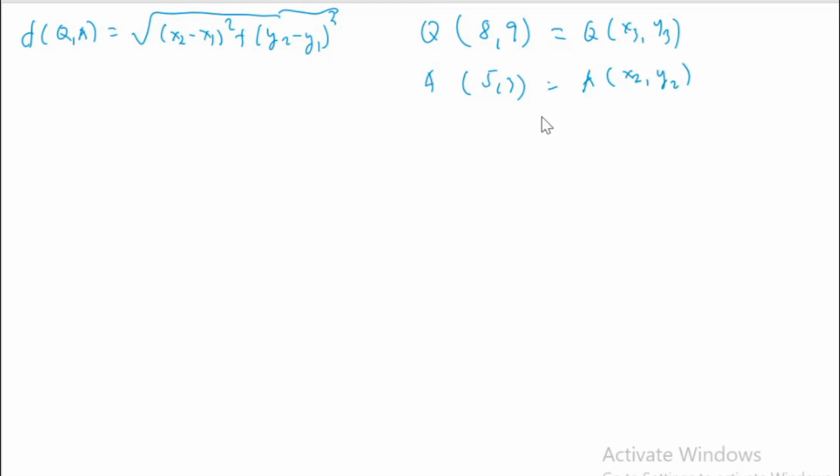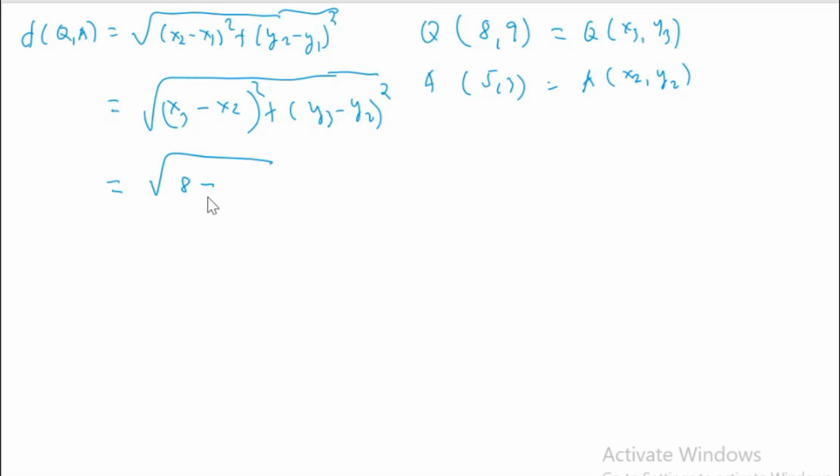So in that sense, I can rewrite our formula as the square root of x sub 3 minus x sub 2, the square, plus y sub 3 minus y sub 2, the square. So by substitution, I can write now x sub 3 is 8. So we have the square root of 8 minus x sub 2, which is now 5, and then the square of this plus y sub 3 is 9.